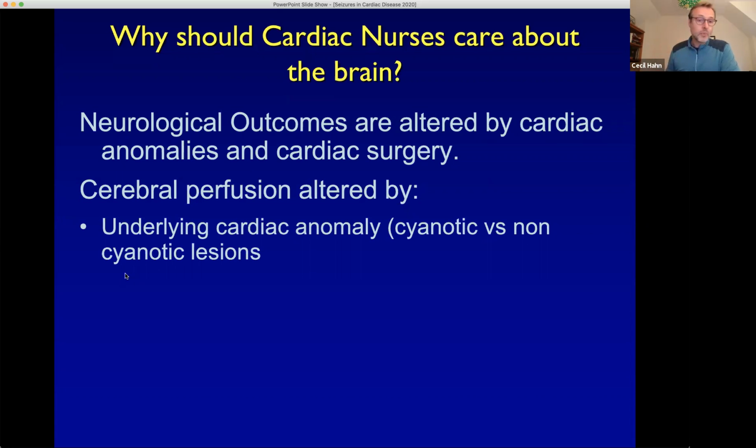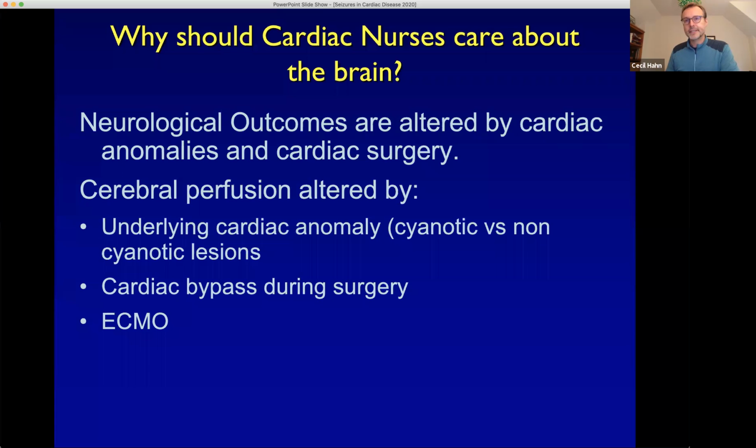So cyanotic being more potentially harmful for the brain. Cardiac bypass can be risky, especially if it's prolonged. The longer the duration of bypass, the more potential risk there is to the brain. ECMO itself is obviously a life-saving therapy, but it is also associated with significant risk to the brain, both from hemorrhage and from stroke. And seizures often happen in babies with brain injury in the context of congenital heart disease.